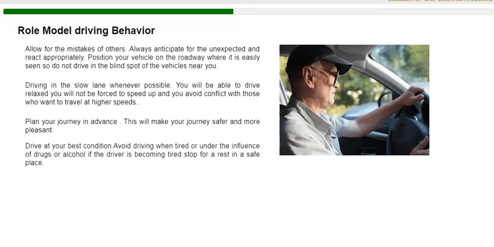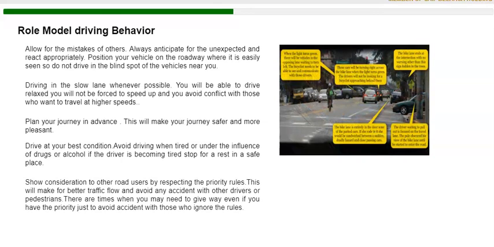Always allow for the mistakes of others. Always anticipate the unexpected while you're driving and react appropriately. Always try to drive in the slow lane whenever possible, and only change to the fast lane if you want to overtake. Plan your journey in advance. This will make your journey safer and more pleasant. Drive at your best condition. Avoid driving when you're tired or under the influence of drugs or alcohol. Show consideration to other road users by respecting the priority rules.